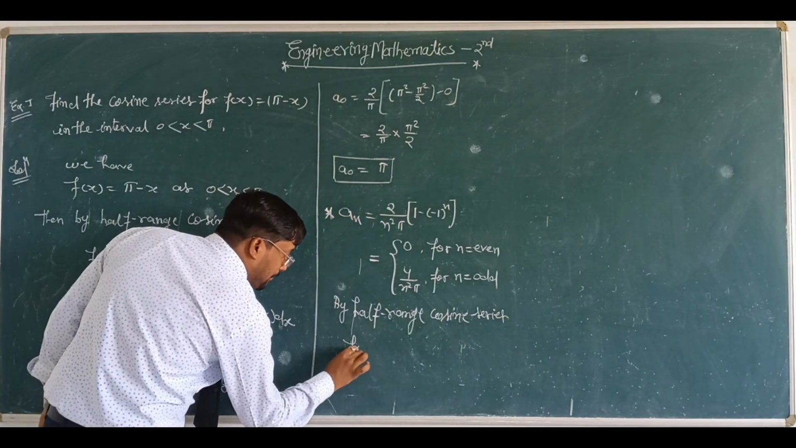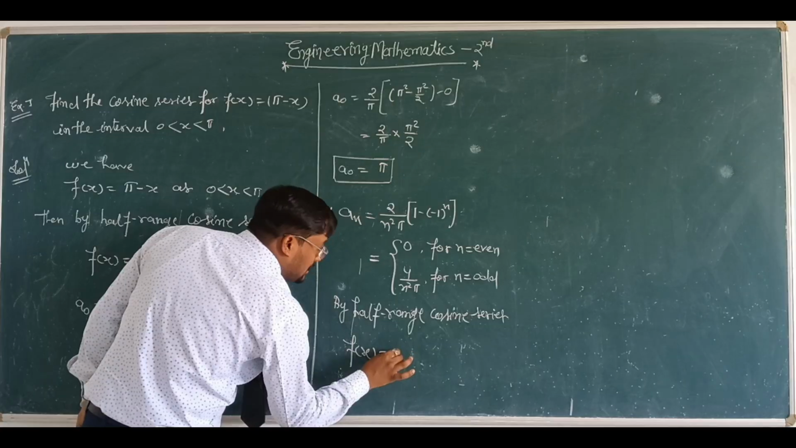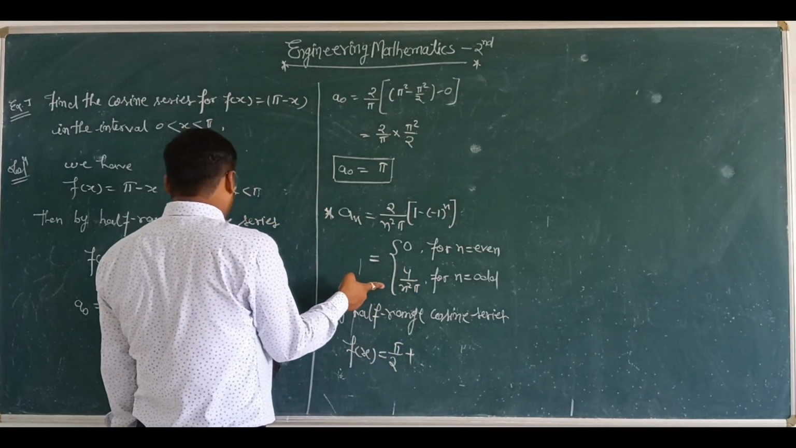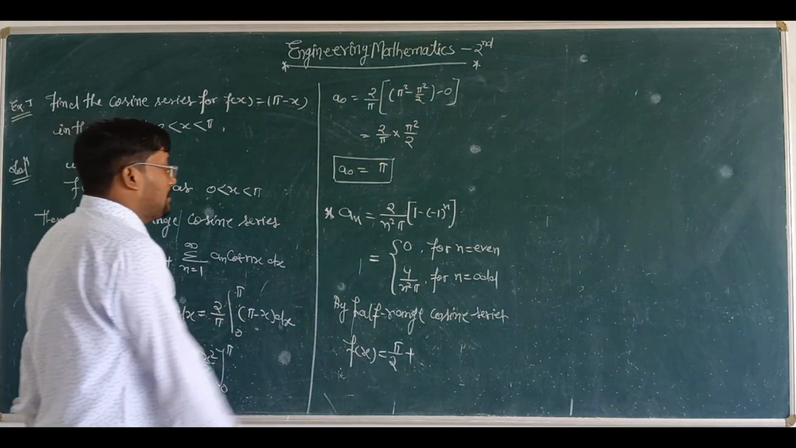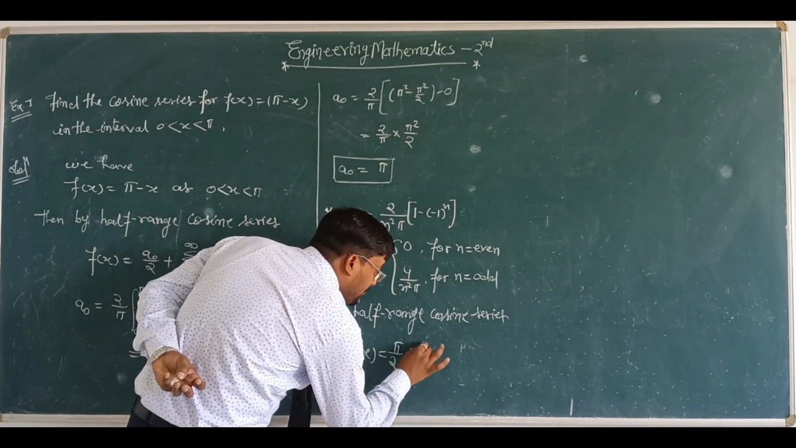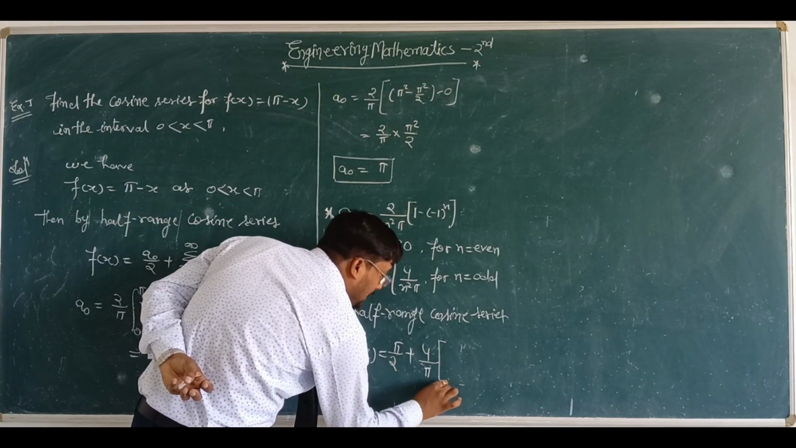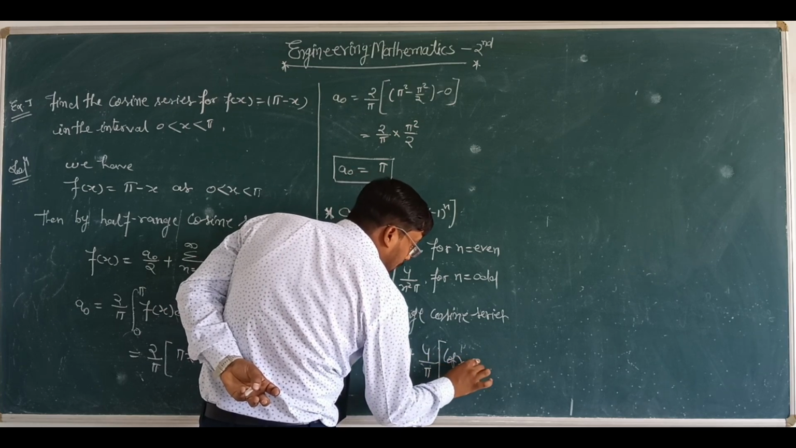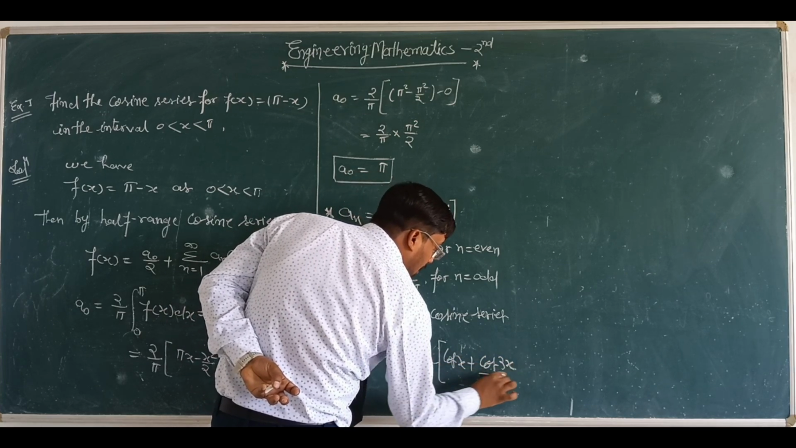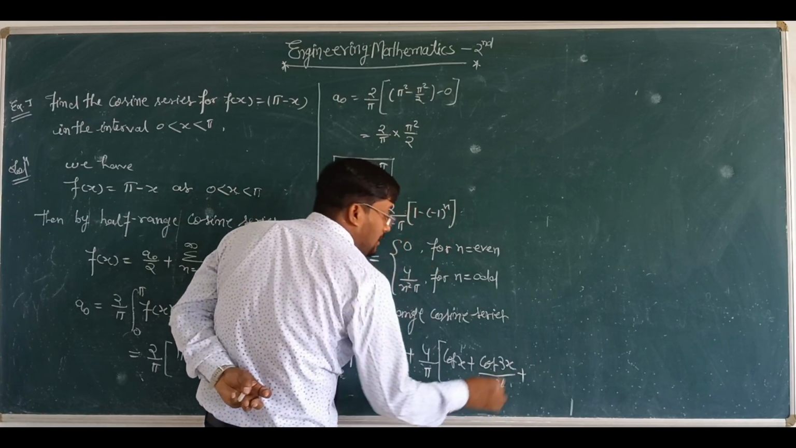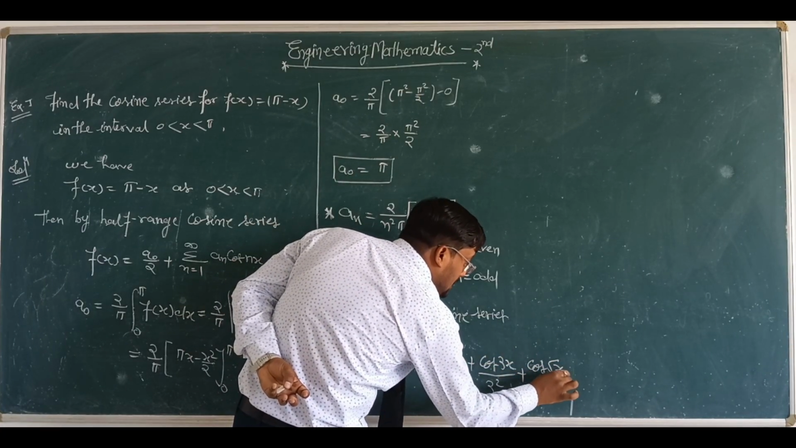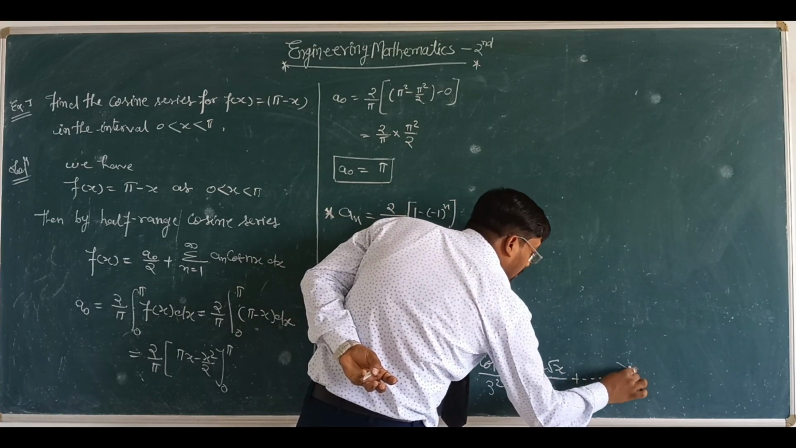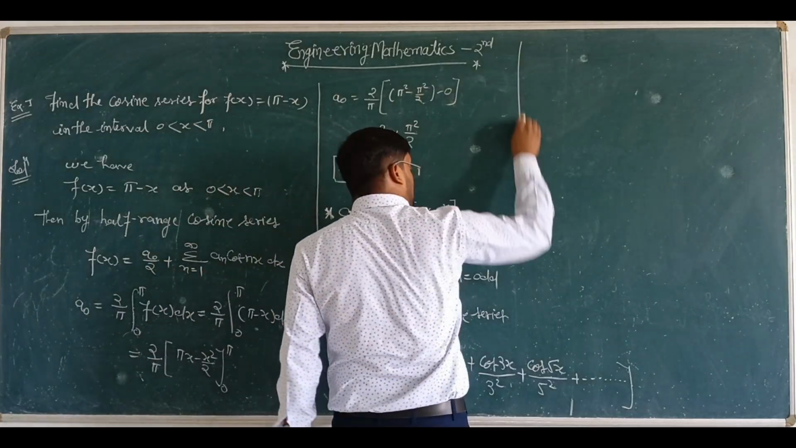You can write f(x) is equal to a naught by 2. This means pi by 2 plus the value of an. This is equal to this. You can put 4 upon pi bracket. If n is equal to 1, you can write cos x plus cos 3x upon 3 to the power 2 plus cos 5x upon 5 to the power 2 plus, and so on.